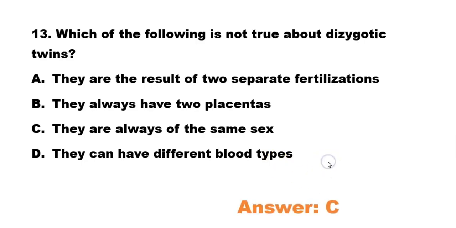If you said C, you have got it, because dizygotic twins can be of the same or different sexes, as they result from separate fertilizations.